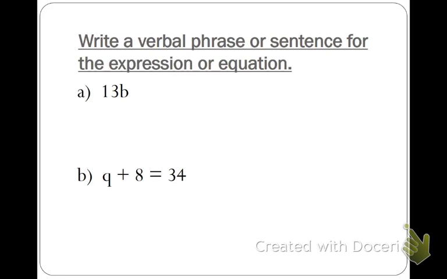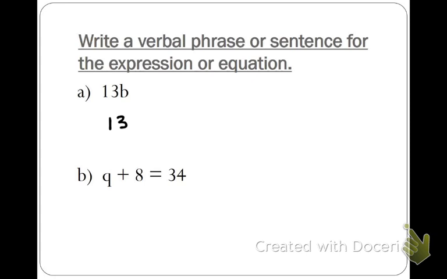What this is asking is, it says write a verbal phrase or sentence for the expression or equation. So basically what we're going to be doing is writing down what this means. If you look at something and you see that it says 13b, what does that mean? Multiply it together, okay? So we're going to work from left to right. 13, and what is a key word that I could use instead of saying multiply?